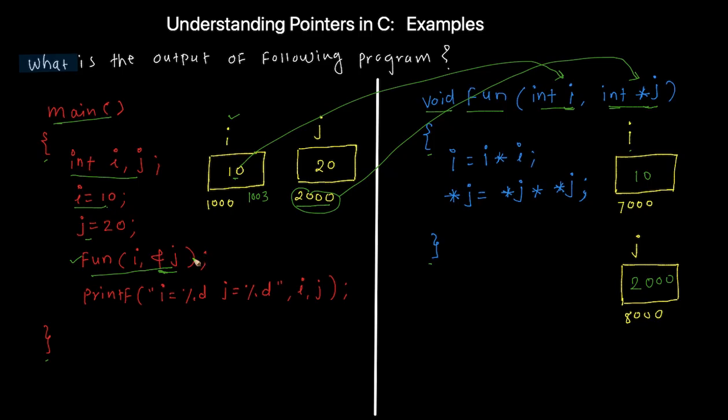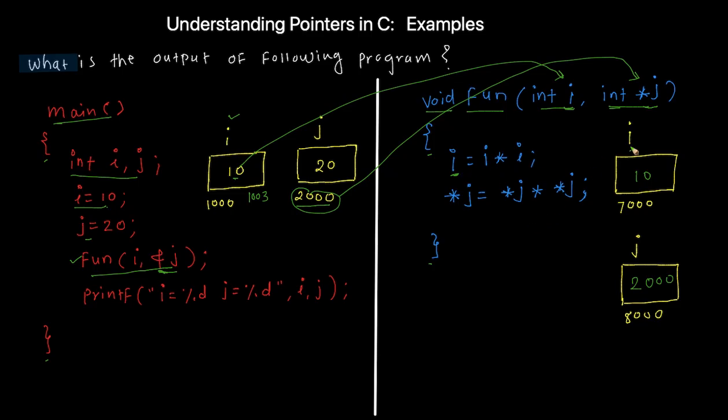So this is what happens with this call. Now let's execute this call, right? As the compiler sees this call, the program control passes to this function. So we'll execute this function. I is equal to I into I. So this I is I, we are referring to this I.